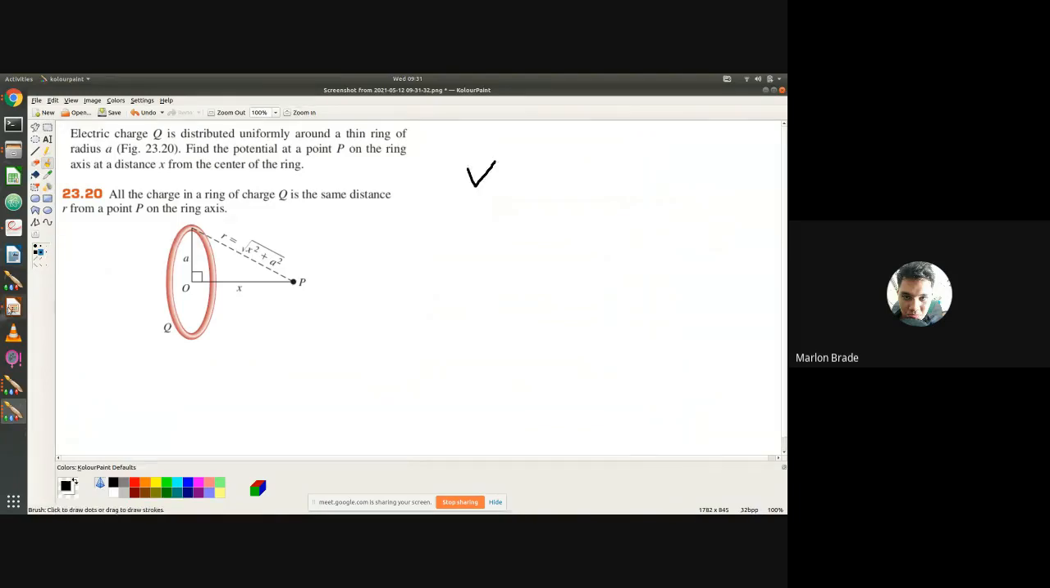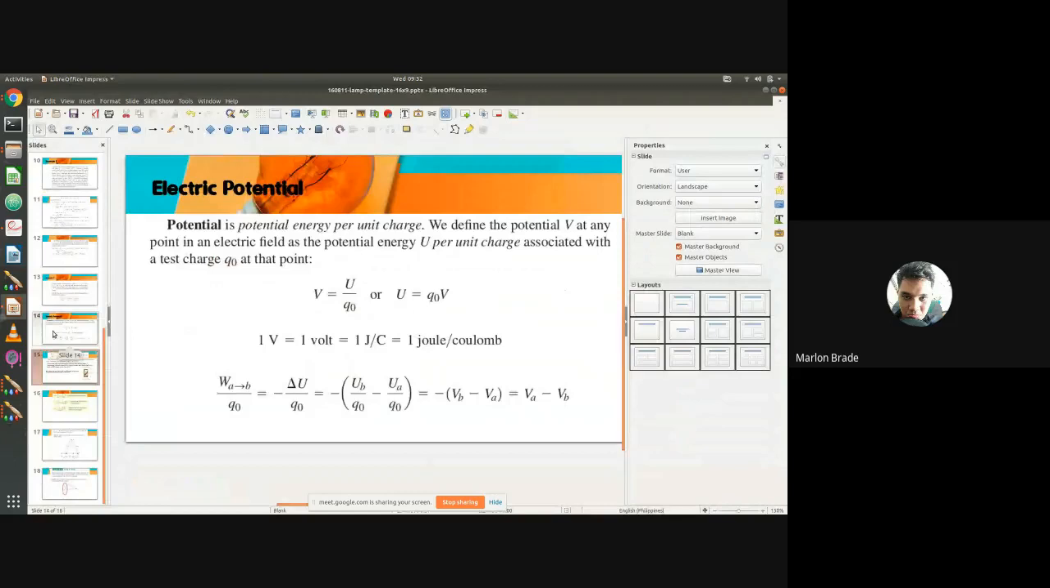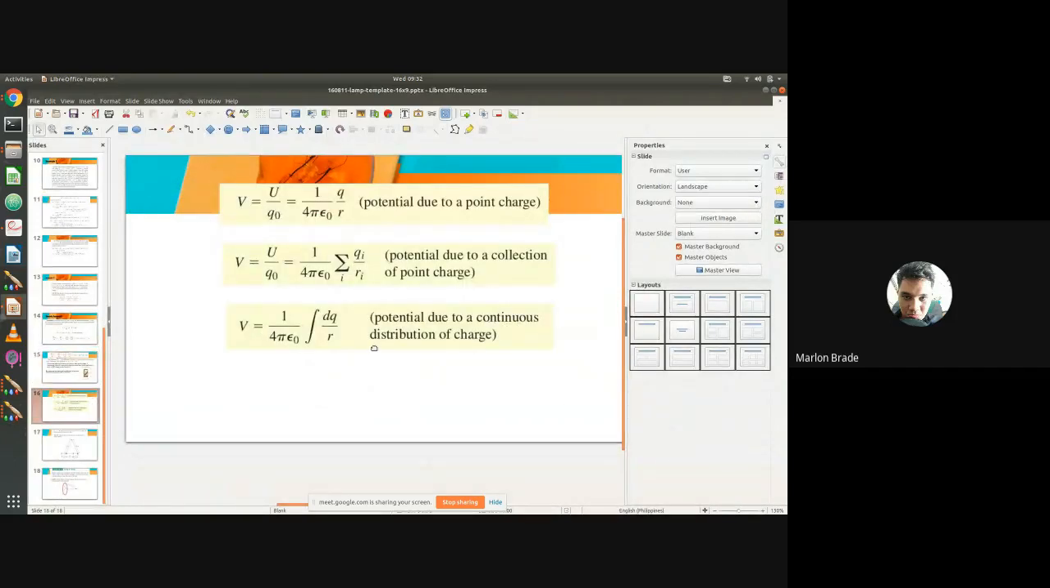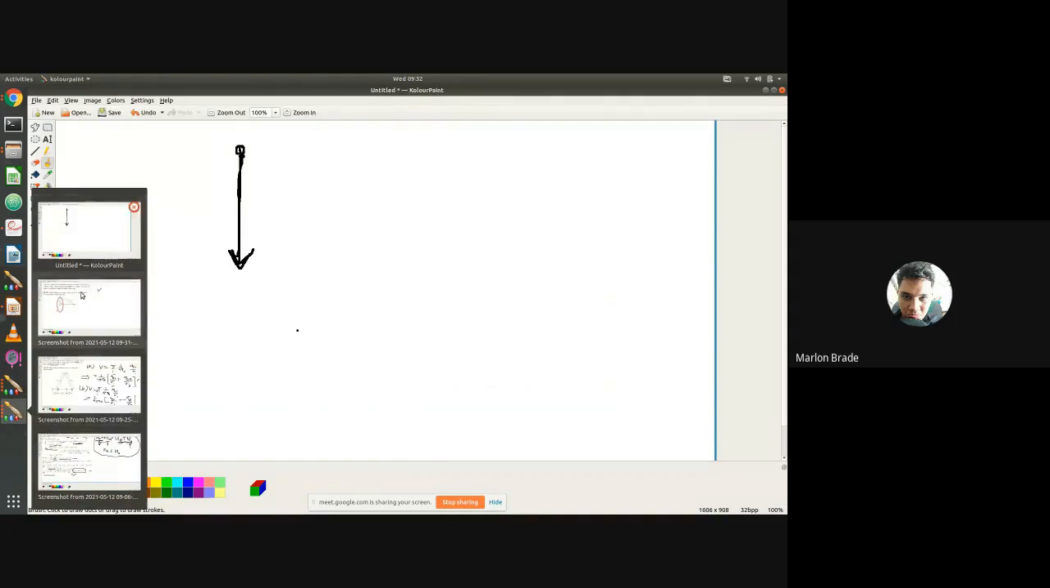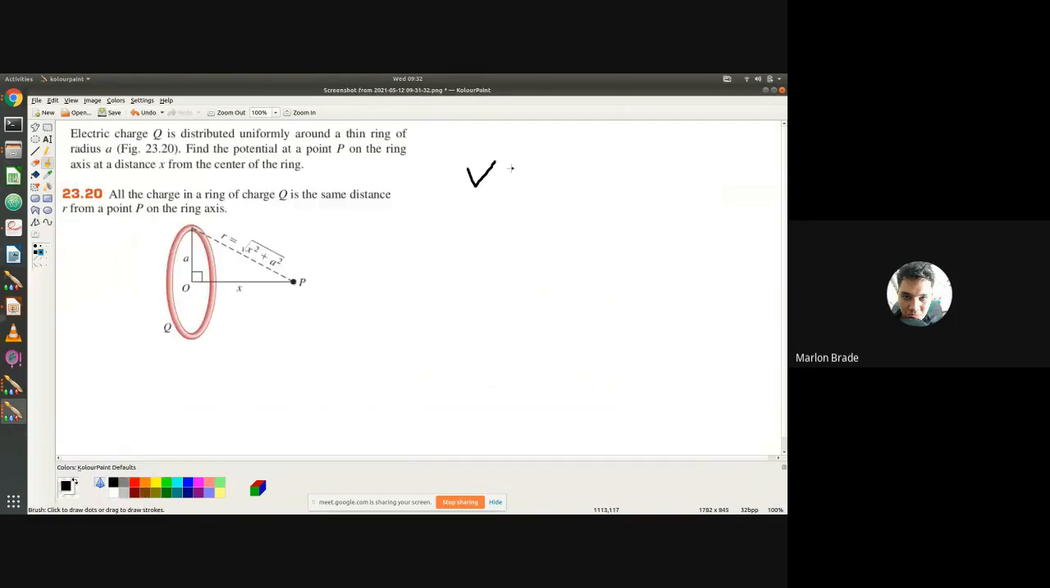V for continuous charge. So, for a continuous distribution of charge, V is 1 over 4 pi epsilon naught integral of dq over r, where r is the distance, which is the square root of x squared plus a squared.